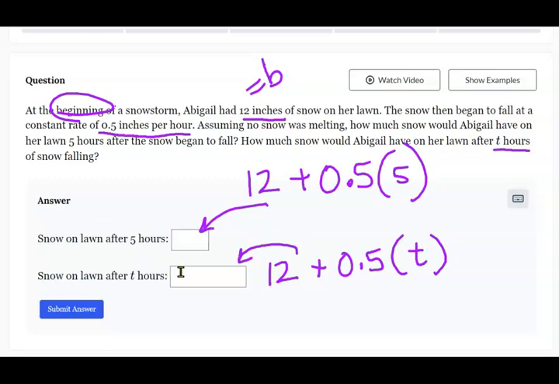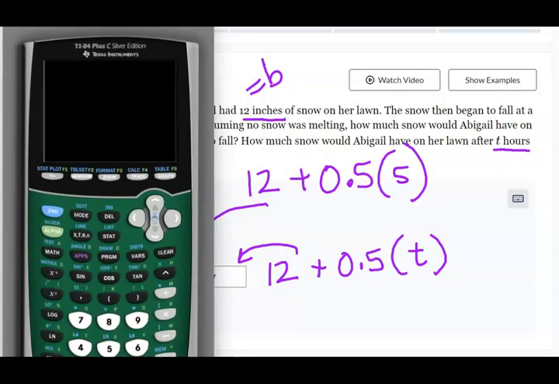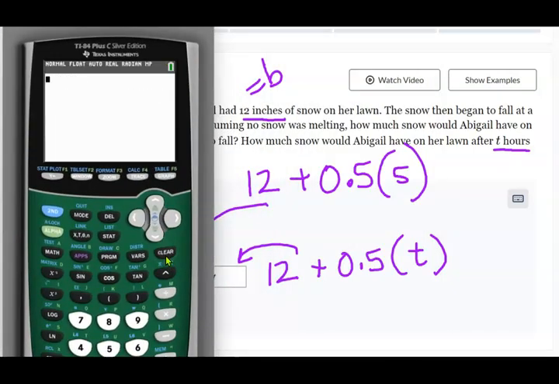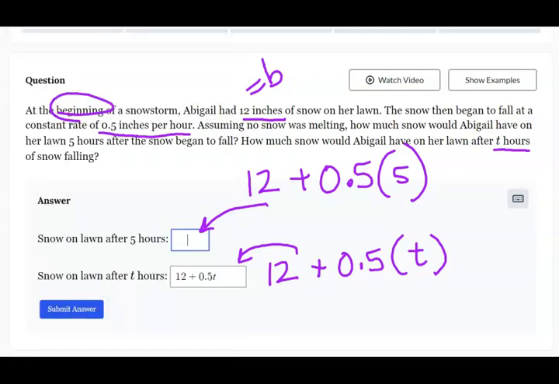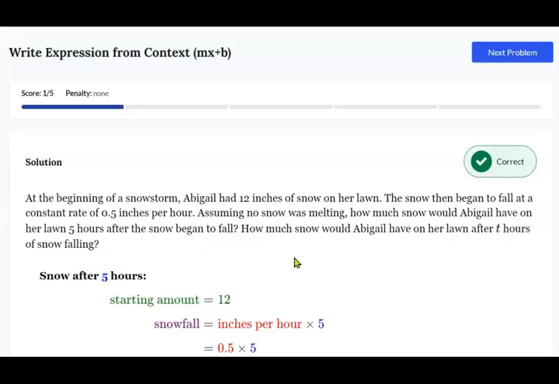So I'm going to type that in here, 12 plus 0.5t. And then up here, I'm going to use my calculator to compute that math. Let's see what we get. So 12 plus 0.5 times 5. So 14.5 inches is what I will put there. All right, let's take a look at the next question.